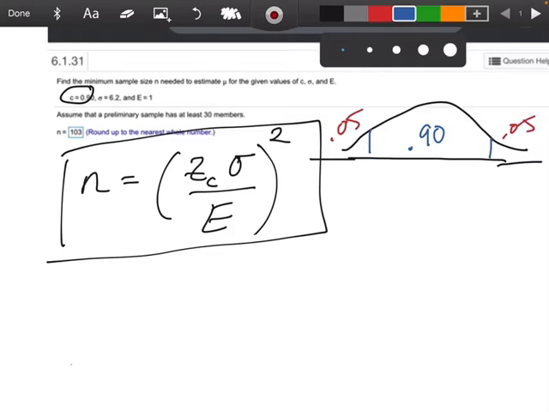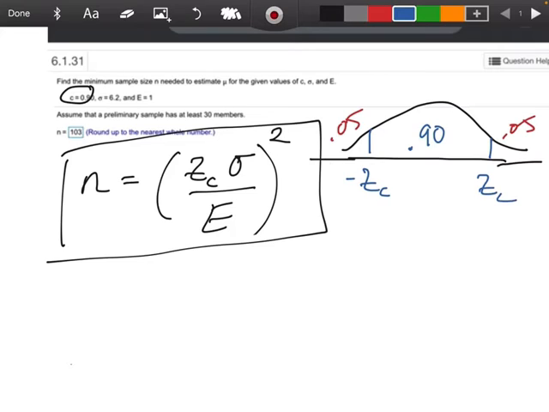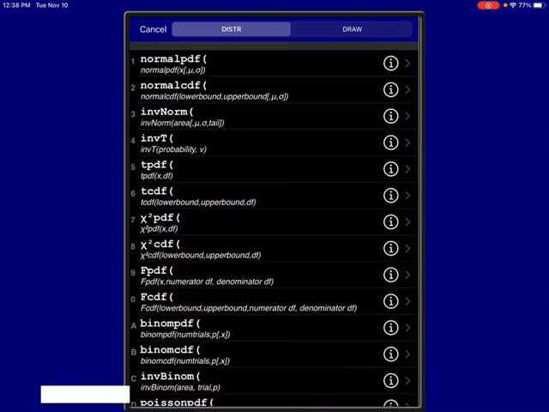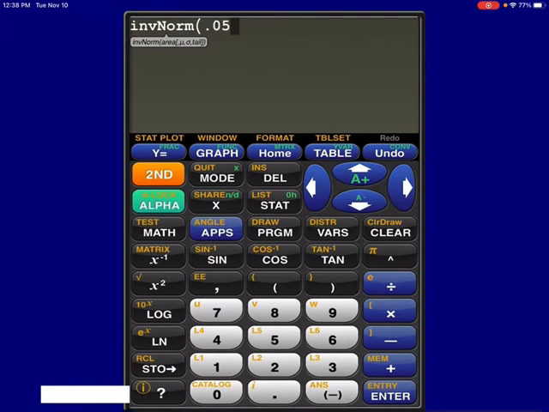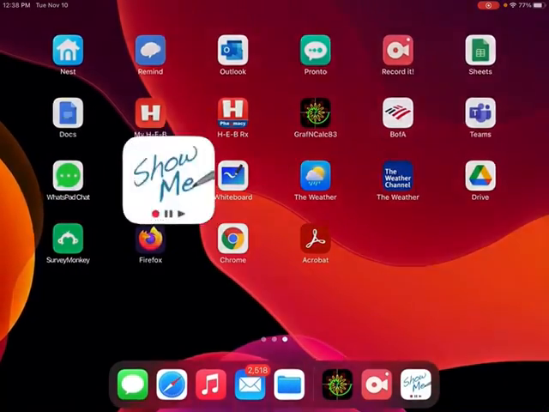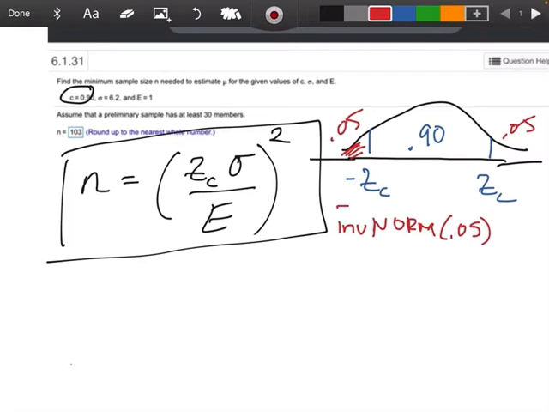What I need to find is those critical values. One of them is going to be negative and one's going to be positive, and we're going to be using the positive one. If the area to the left here is 0.05, the way I'm going to find that is inverse norm of 0.05. Let me take my calculator and clear this out. I'm going to go second vars, inverse norm of 0.05, close it off, and I'm coming up with negative 1.64. So this number here is a negative 1.64.